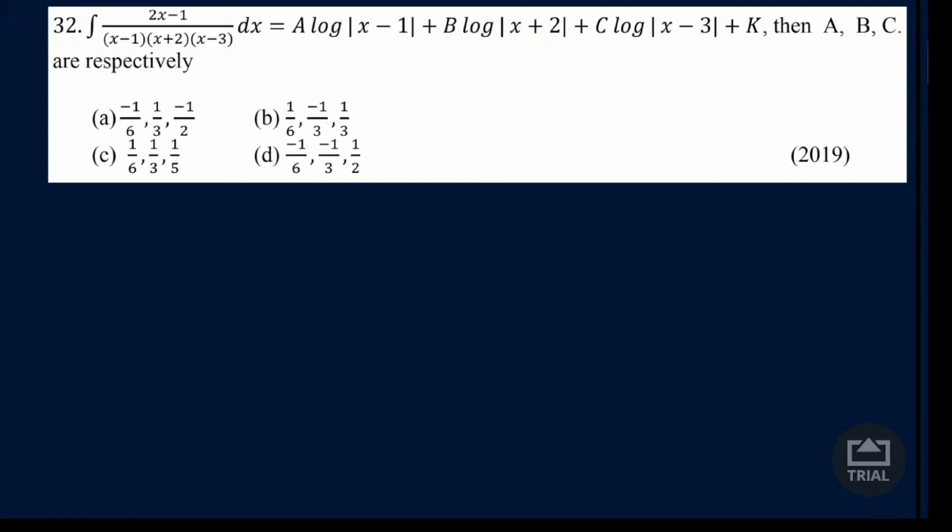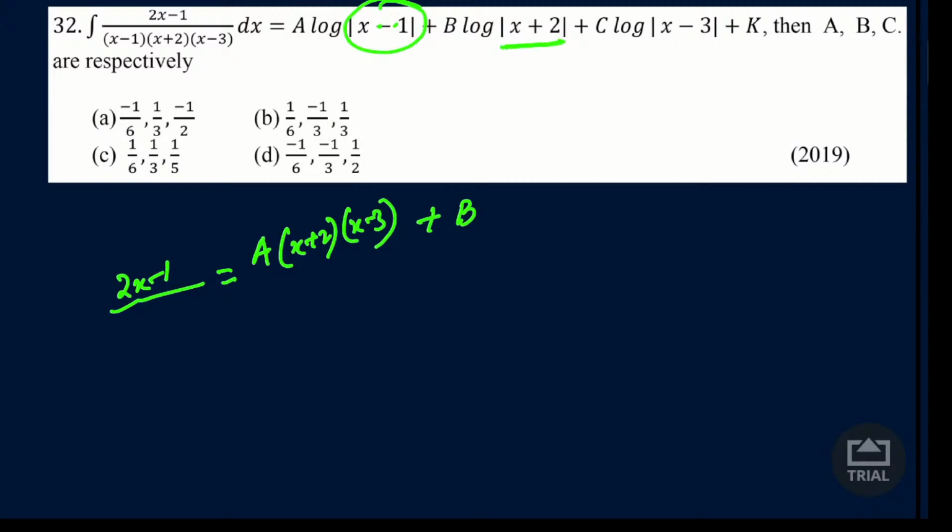Let me show you how to do it fast. First I'll write the numerator, 2x minus 1. I won't write the denominator because I showed you how to write it. If I'm writing fast in the exam, I'll write A into whatever A part is there, leaving the other two: x plus 2, x minus 3. For those who are able to understand, do tell me, and for those who are not able to, I'll again explain. B into leaving this part, whatever is here, write x minus 1, x minus 3. For C, again leaving the other two, x minus 1, x plus 2.